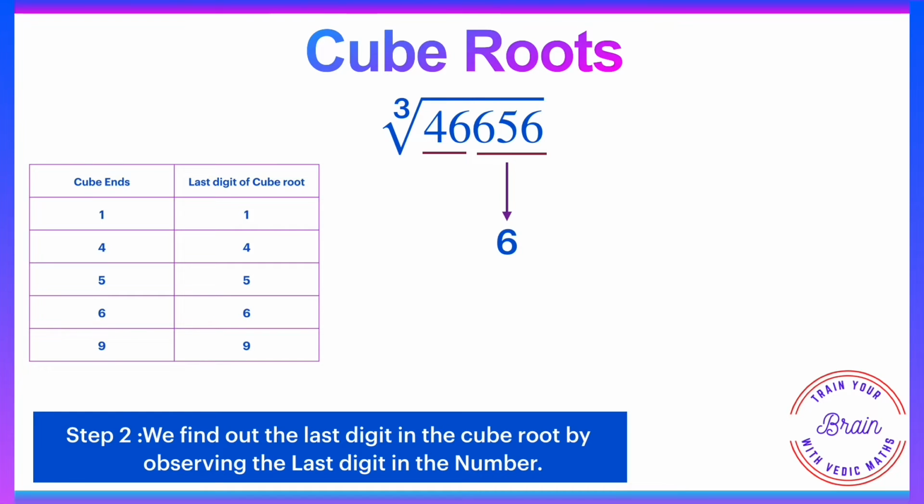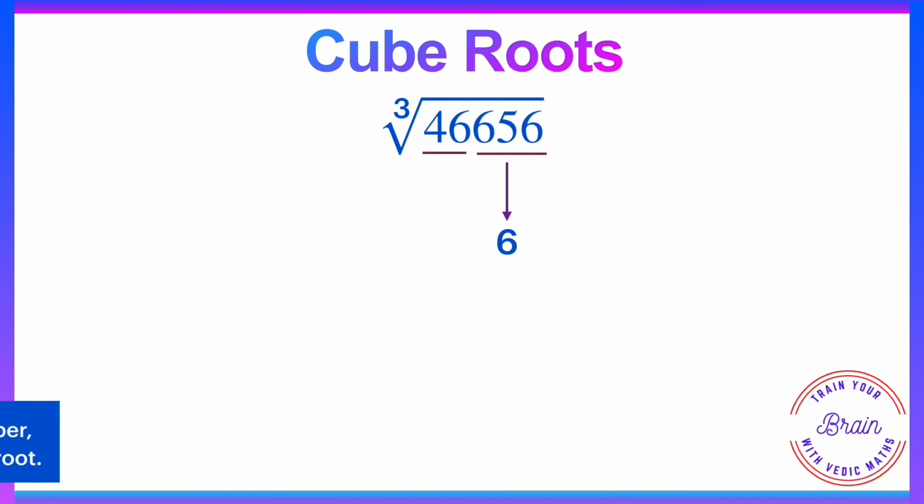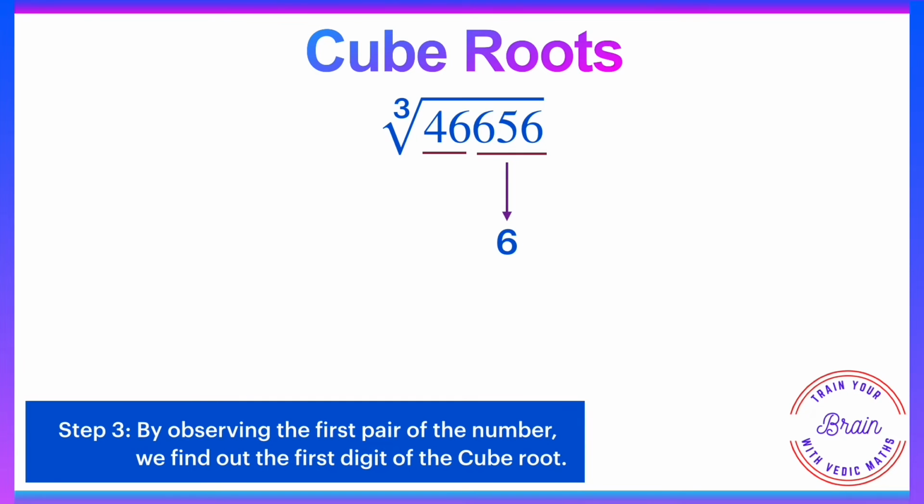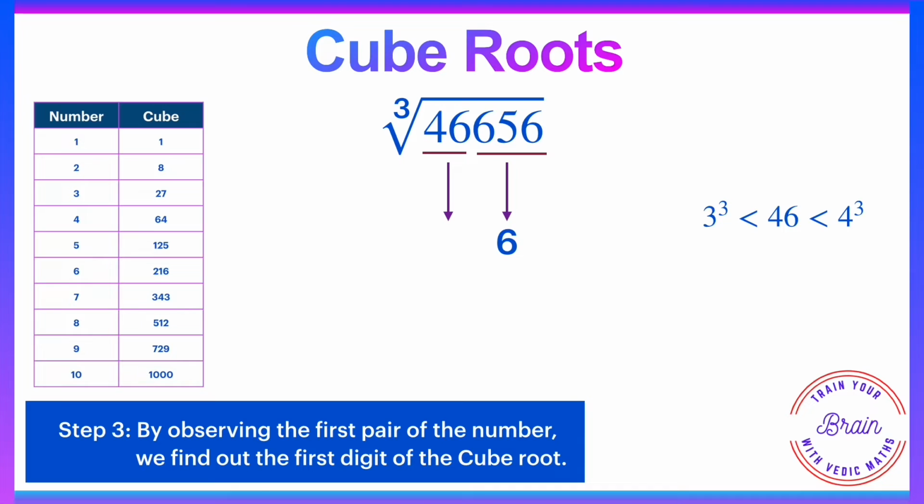So the last digit of the cube root is 6. In the third step, by observing the first pair of the number, we find out the first digit of the cube root. 46 is the first pair of the number. 46 lies between the two numbers, cube of 3 and cube of 4. So the first digit, the tens place digit of our cube root, is 3. We always go for the smaller digit.